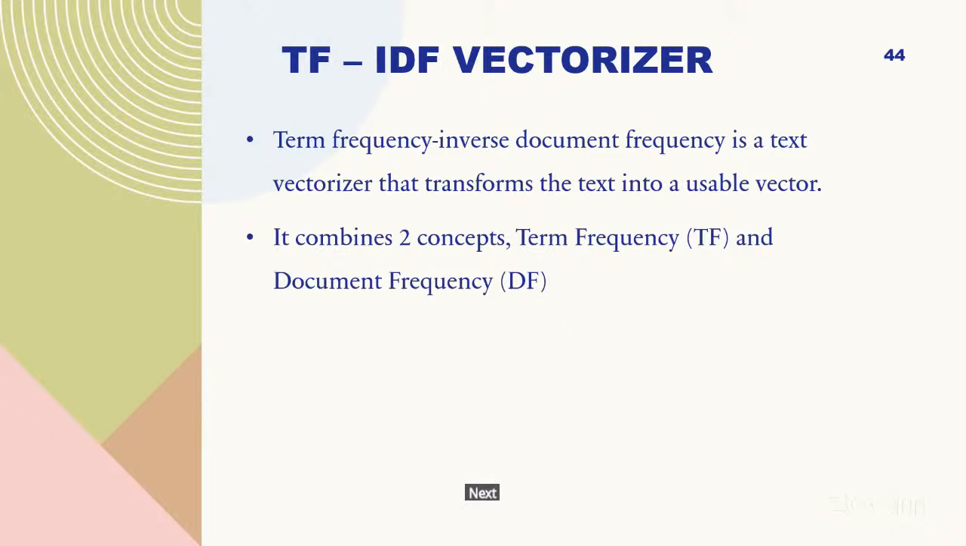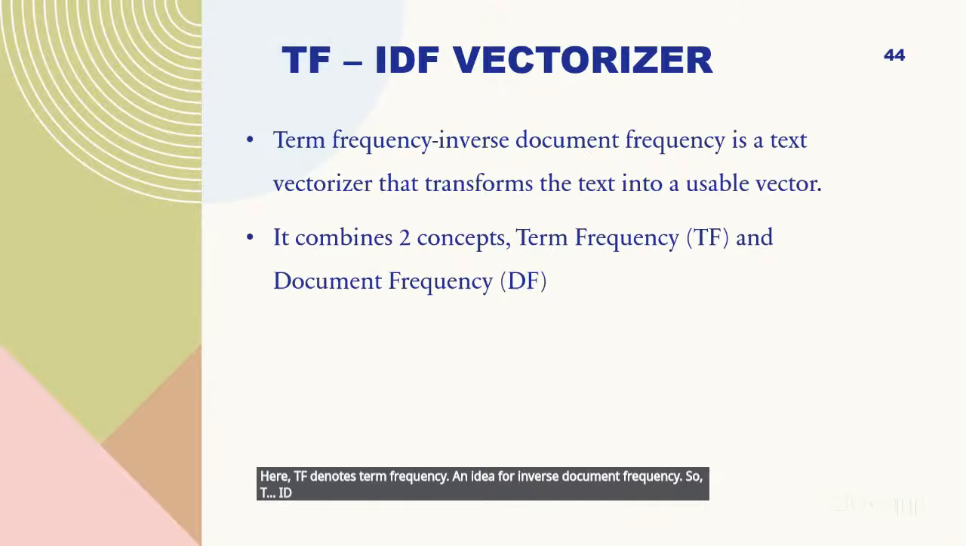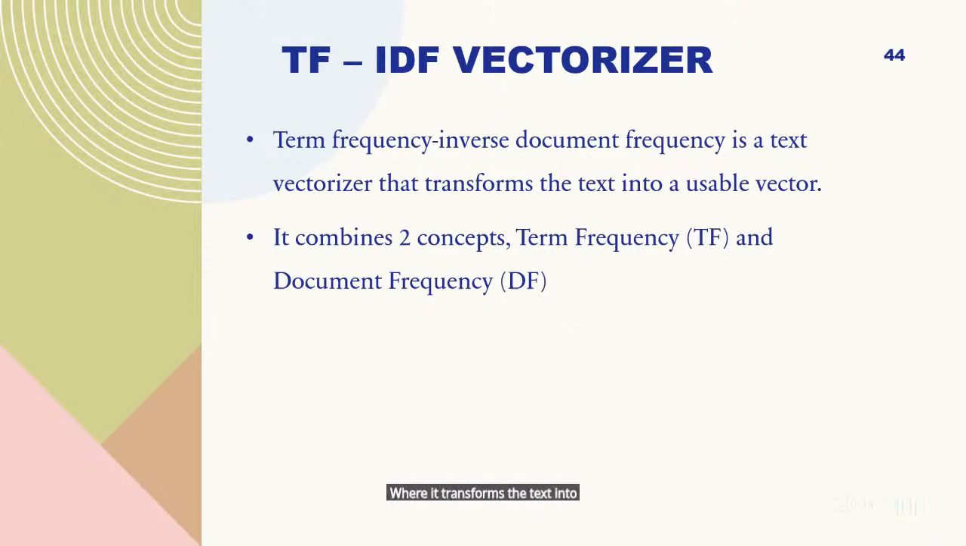Next is the TF IDF vectorizer, where NLP's critical processing is done using this vectorization, and this is a very important and advanced level of vectorization. Here TF denotes term frequency and IDF is inverse document frequency. So TF IDF is a text vectorization where it transforms the text into a usable vector. It is an advanced level of bag of words.